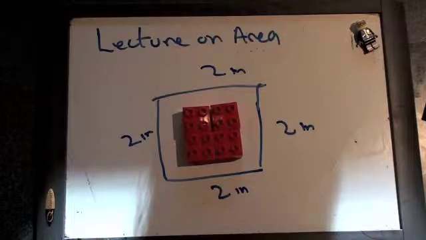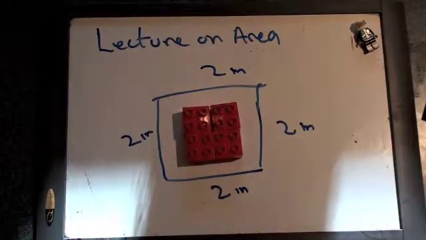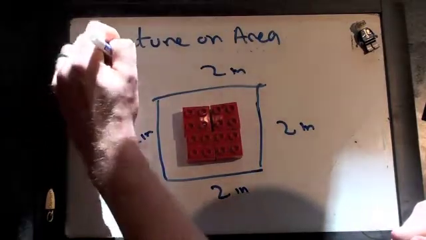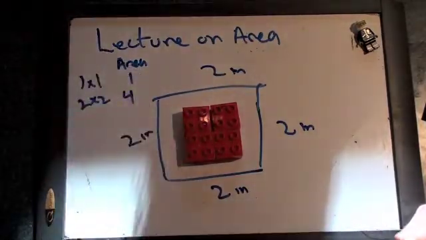Well, how many 1 by 1 squares did we use to make this bigger square? We used 4. So the area of 1 plus the area of the other one plus the area of the other one plus the area of the other one is 4. Right? So 1 by 1, the area is 1. 2 by 2, the area is 4.